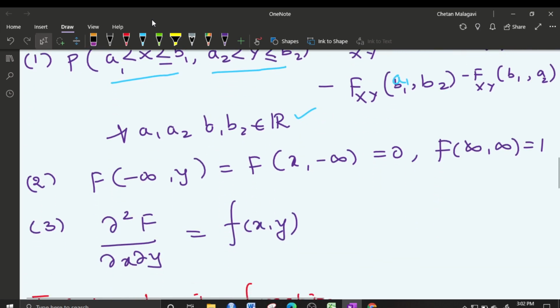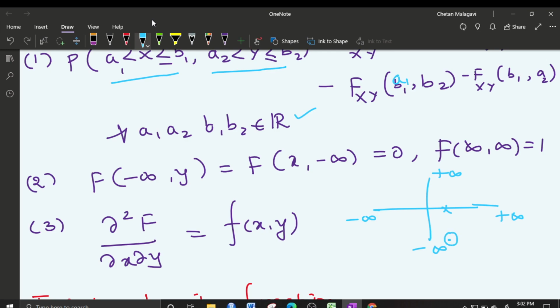And F of (minus infinity, y) equals F of (x, minus infinity), that is equal to 0. See here, this is minus infinity, this is plus infinity on the y-axis, and here it is plus infinity, here it is minus infinity. So (x, minus infinity), suppose this is the point x, comma minus infinity means this point here at minus infinity.